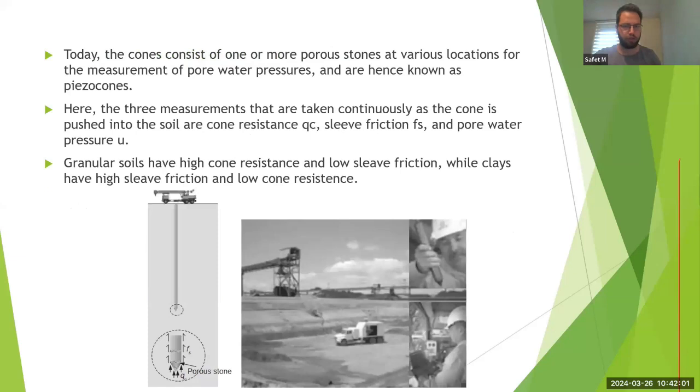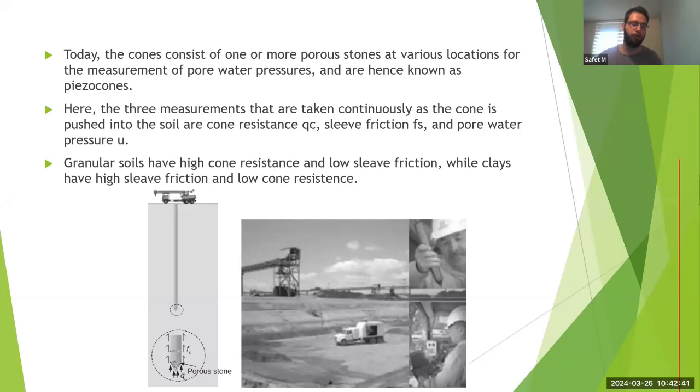Also, generally today, we can see that the test is going to measure the pore water pressure as well. That's going to be a really important factor in design. And also because of the pore water pressure, by pushing the rod in the ground, you would know where your water is and where your water level is. Here, all three measurements are taken at the same time. The cone that's pushed in the ground would measure the cone resistance, that would be qc, the sleeve friction, fs, and the pore water pressure, which would be u in the general formulas.